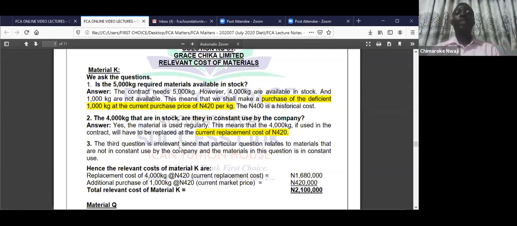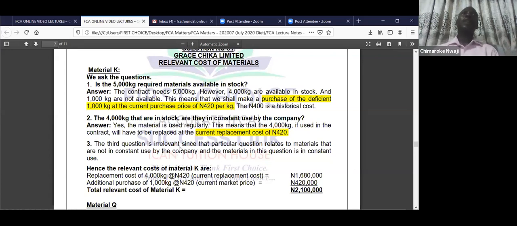The third question is irrelevant since this particular question relates to materials that are not in constant use by the company, and the material in this question is in constant use. Normally, when we ask question number 3, it is because it is not in constant use, and we say no, ask the next question. But now, the 4,000 kg is in constant use, and we've said we are going to replace it. So question number 3 doesn't hold anymore.